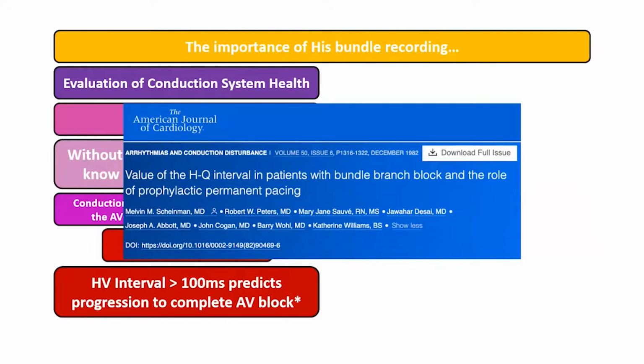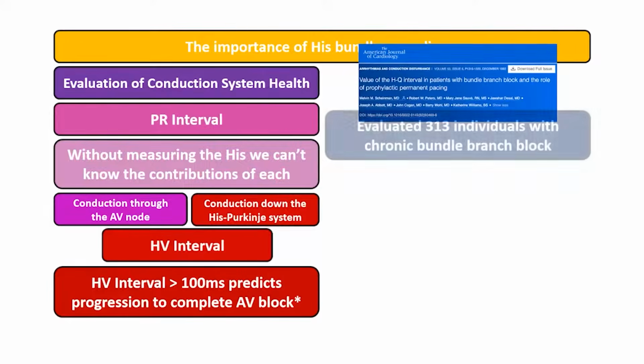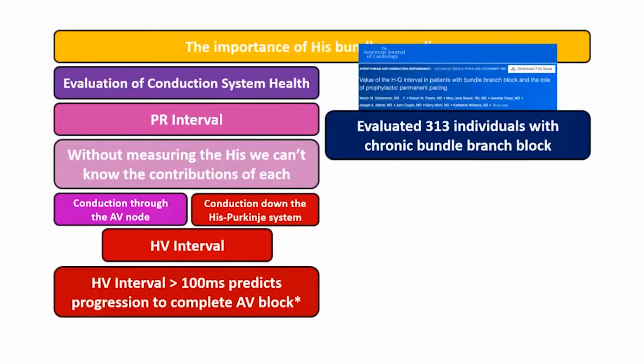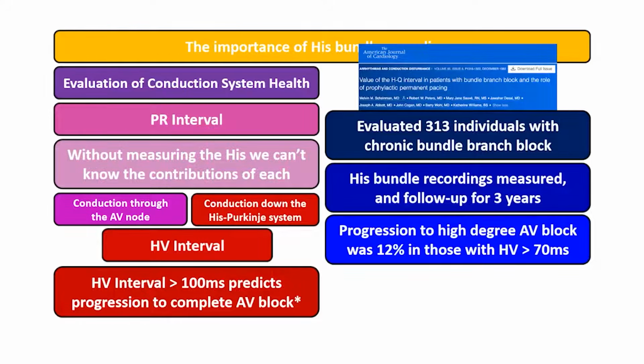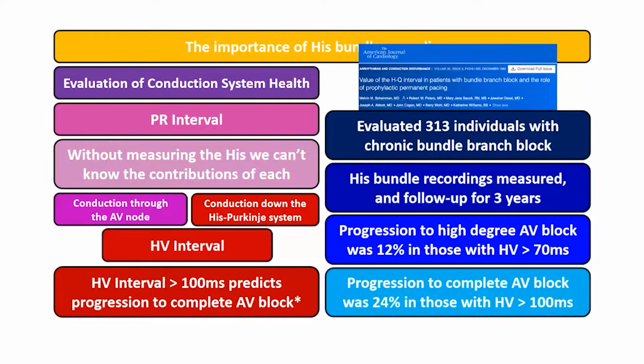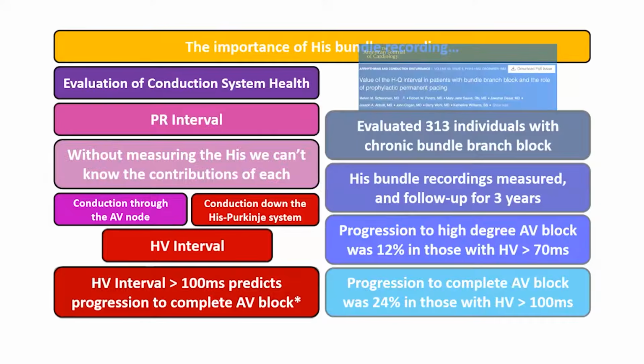This was a finding that was described by Mel Scheinman in 1982. Dr. Scheinman and his team evaluated 313 individuals with chronic bundle branch blocks, and they followed them for 3 years after acquiring HIS bundle recordings. They saw that progression to high-degree AV block was 12% in those with HV intervals greater than 70 milliseconds. And they saw that progression to complete AV block was nearly 1 out of 4 in those with HV intervals greater than 100 milliseconds. For context, a normal HV interval is somewhere in the realm of 35 to 55 milliseconds.